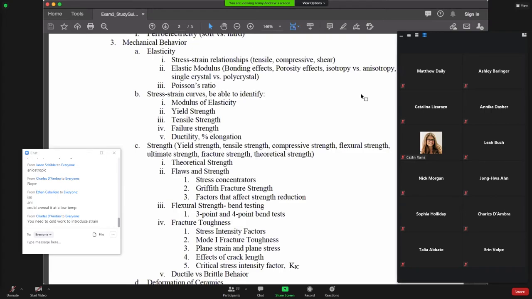So good. Thanks for bringing that up. Does everyone feel comfortable with that discussion? Any questions on that? Good. All right. Cool. All right. So we've sort of done, in a similar manner, what's the driving force for grain growth?